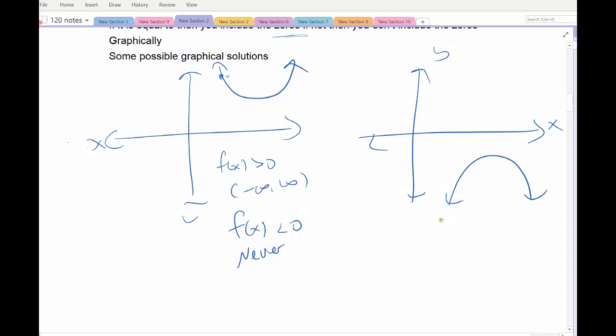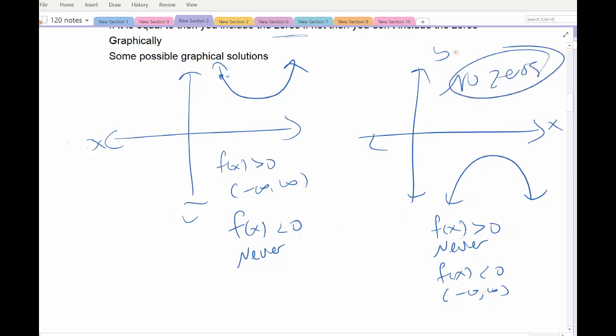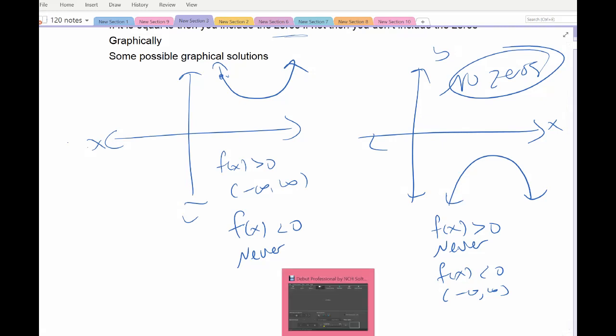The opposite is true for this case. F of x is never positive. F of x is always negative. In both of these, there are no zeros. Zeros don't exist, it never crosses the x-axis. Those are the possible solutions that we can get when we solve quadratic inequality cases. That's what we're going to do. We're going to practice a few quadratic cases in the next video, solving them graphically.